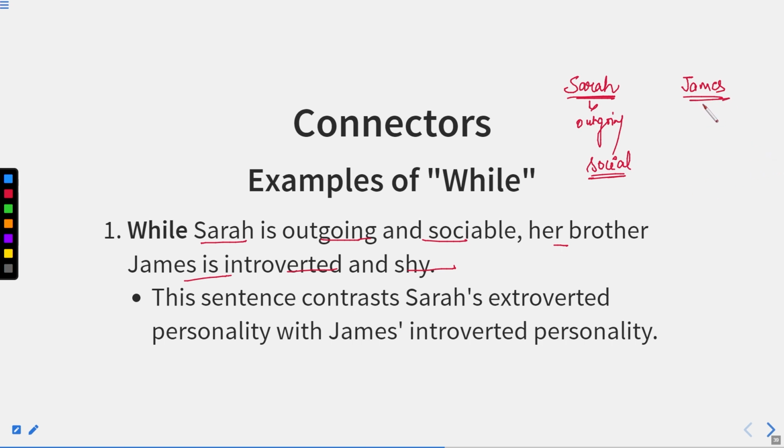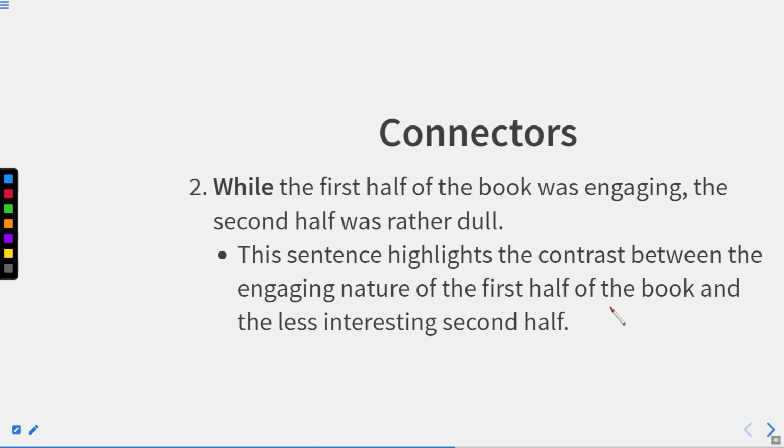But James, he's a kind of introvert. It means he's very shy. He does not speak with everyone easily, whereas Sarah, she speaks with everyone, she's frank with everyone. Now this sentence contrasts Sarah's extroverted personality with James' introverted personality.